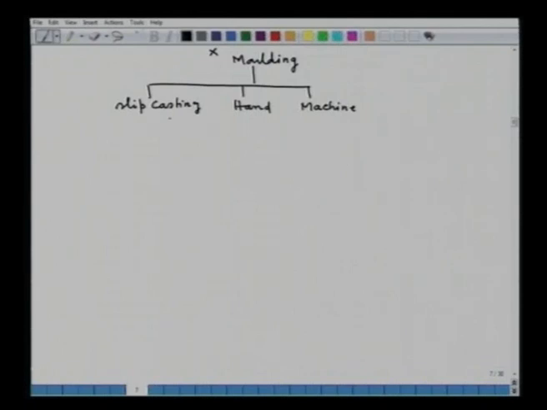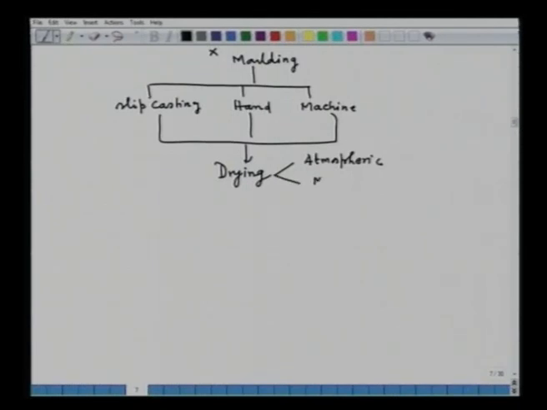The shaped material you have got is further subjected to drying, because it is a green shape that you got. It has to be dried, and for drying one can just do atmospheric drying, or one can go for mechanical dryers, depending upon the application or the size and so on. Then it is further subjected to firing.